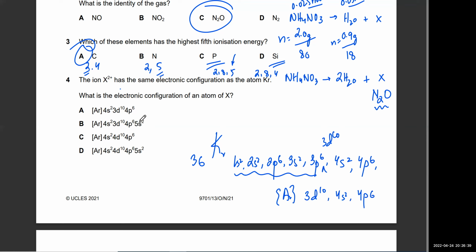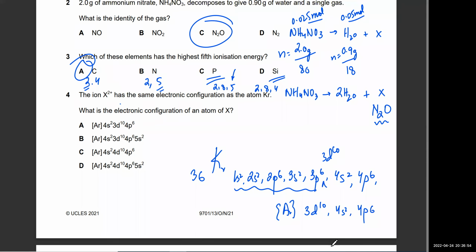Which one is the correct one? Now the other thing, that's the krypton's electronic configuration. And you have the ion, which is +2. And he's saying it has the same electronic configuration as krypton. So that means the ion has lost 2 electrons. So X will have an extra 2 electrons. So what comes after 4p6? It's going to be 5s2. That is what comes after 4p6. You would have to double check this one.